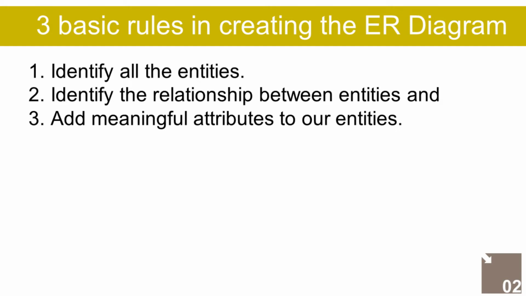This is the first phase of the development of the OJT Records Monitoring System, which will eventually be used as the basis for the production of the actual database that will be used by the system. We will develop an entity relationship diagram for the OJT Records Monitoring System and describe the steps involved in creating the diagram. We will follow the three basic rules in creating the ER diagram. 1. Identify all the entities. 2. Identify the relationship between entities and 3. Add meaningful attributes to our entities.